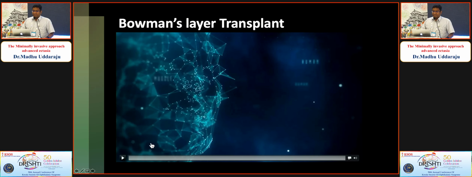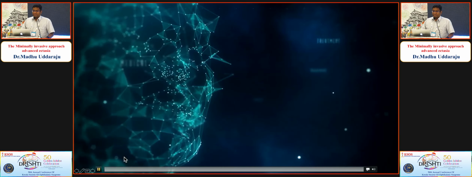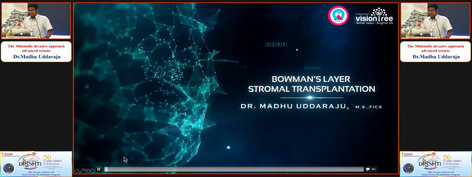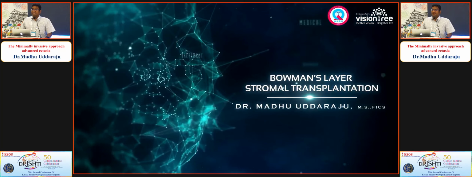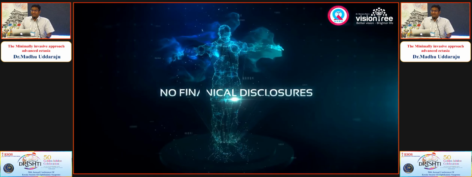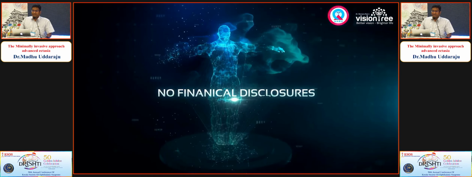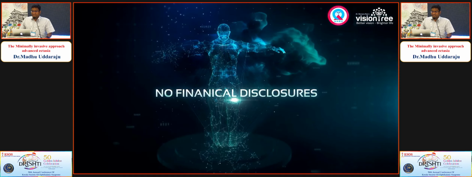So next is the Bowman's layer transplant. So these are the cases that are not suitable for cross-linking, that have too low pachymetry. In these cases, you don't want to do a DALK. In these cases, you can try this procedure.